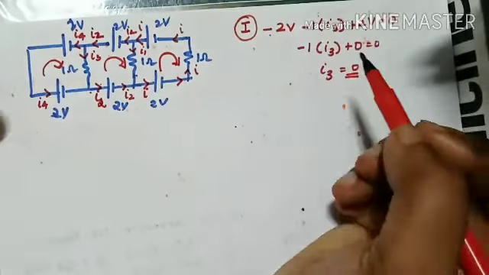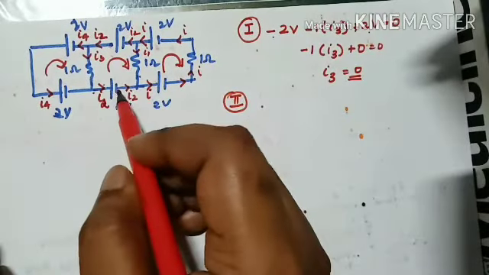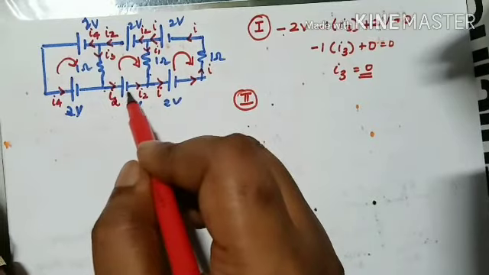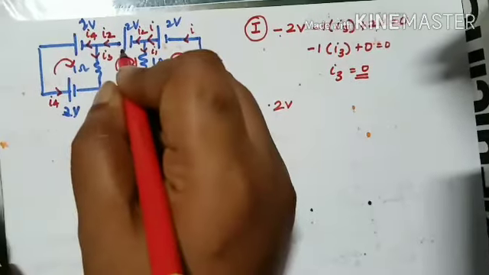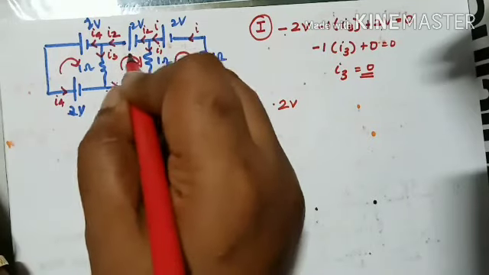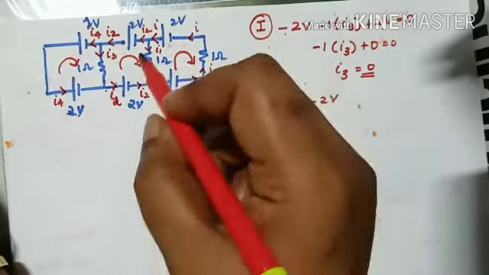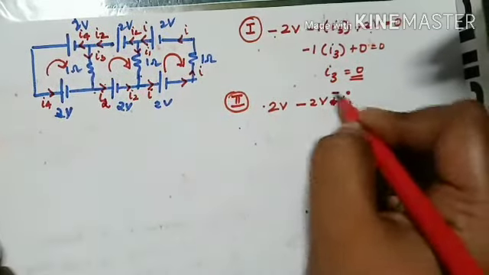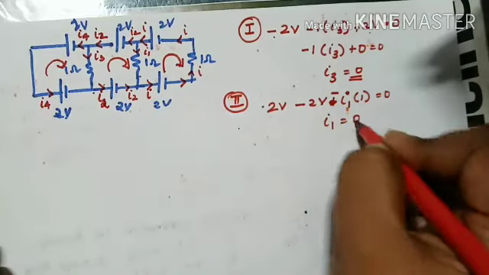So first we solved the first loop. Now we'll do the second loop. Again I am going clockwise. Let's move on from below. Negative to positive, plus 2 volt. I reach here, right? Positive to negative, again it is minus 2 volt. Then this I1, right? So I1, let's take this one. I'm going in the same direction, so it is minus I1 into 1, again 0, so I1 is again 0.